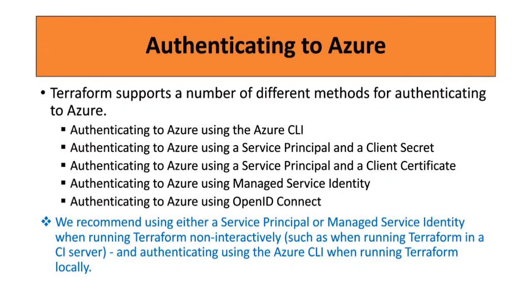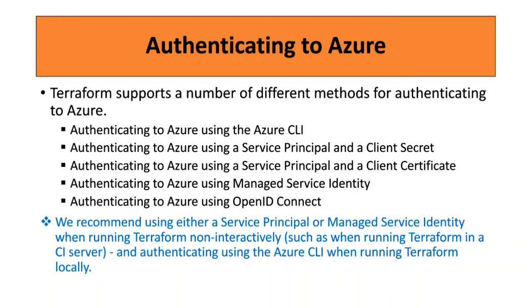So there are basically 5 options which we have: using Azure CLI. Then we have using a service principal and a client secret. Then we have using a service principal and a client certificate. Client secret and client certificate follow the same process. First you have to create an application object. Then under the application object you have to generate a client secret or client certificate. So if you know how to do it with a client secret, in a similar way you can do it for a client certificate also. Next we have using a managed service identity, and finally we have using OpenID Connect.